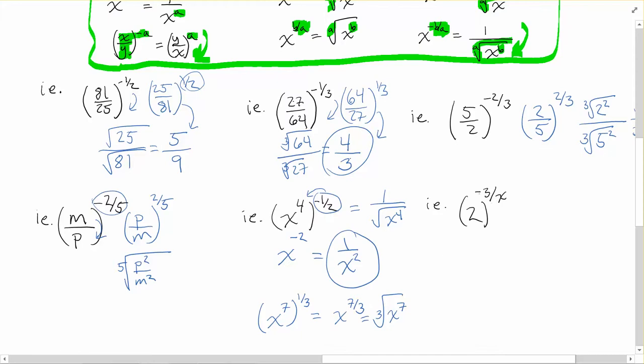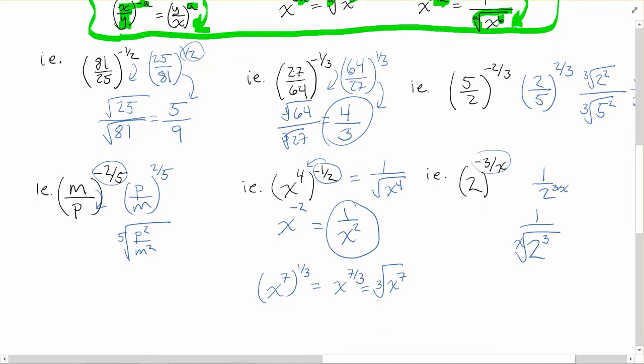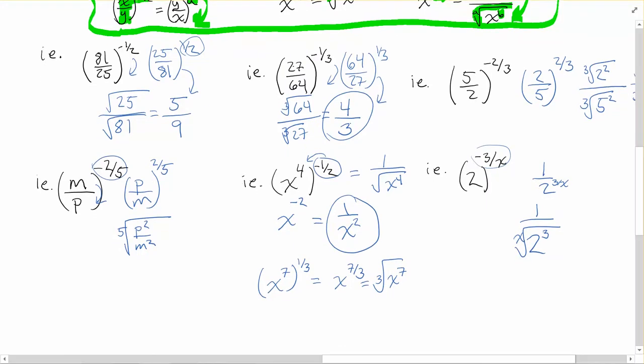Last example here, 2 to the power of negative 3 over x. Again, it's a negative power, so I could think about inverting this or having the reciprocal. So I might do 1 over 2, and that is going to be to the power of 3 over x. So I know my 3 is going to be the power inside on the 2, and the x is going to be the order of the root. I don't know what it is, so I'll just put x. And I can simplify this a little bit further because I know 2 to the power of 3 is 8. So I might say 1 over the x root of 8 as my final answer.